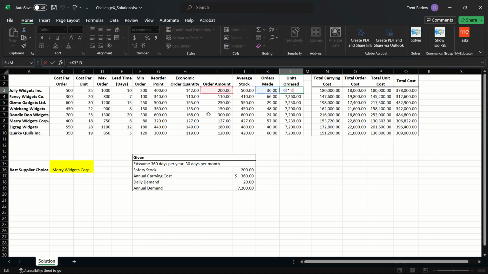The next thing we'll determine is units ordered, which is going to be your order amount times the orders made that we just determined. That's a pretty simple calculation.